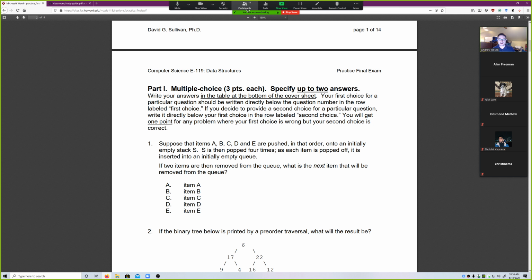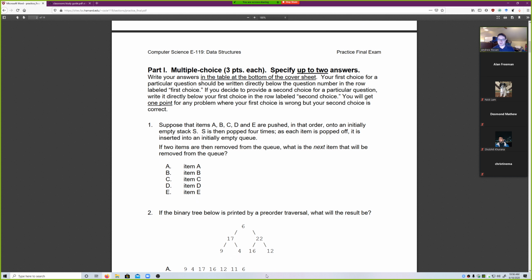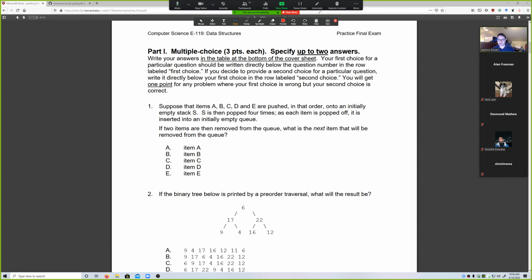Okay, let's go ahead and review. I'm going to make use of the annotation function for a lot of annotating. When in doubt, use pencil and paper. By the way, don't try to solve problems in your head. Question number one is a great example of that. Suppose you have items A, B, C, D, and E pushed in that order onto an initially empty stack S. We then pop S 4 times, and as each item is popped off, it gets inserted into a queue. If 2 items are then removed from the queue, what is the next item to be removed from the queue? Kind of makes your head a bit dizzy, but let's think about that.